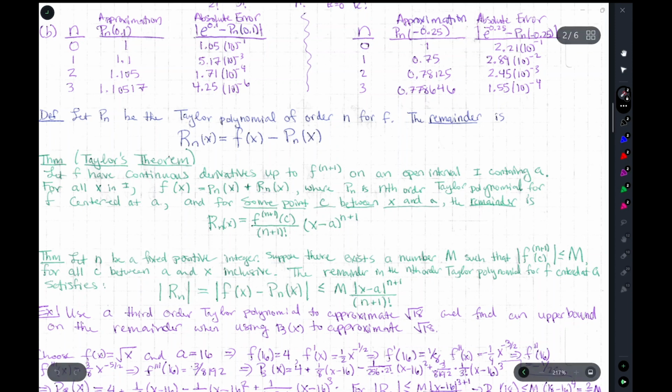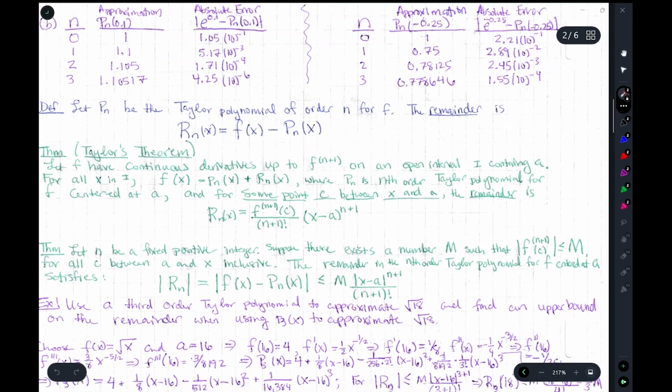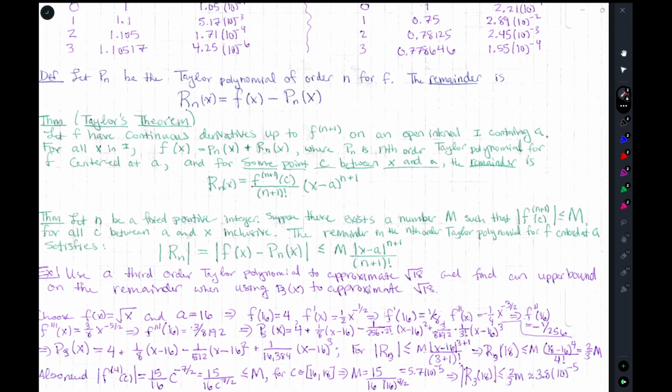Okay, with all this talk about the approximation and how good is it, it's a good idea to define what's called the remainder. So let Pn be the Taylor polynomial of order n for f. The remainder is this. Okay, so this is basically how bad the polynomial approximates f. Okay, so it's f of x, the actual function that you're approximating with a Taylor polynomial, minus the Taylor polynomial. Okay, and we have a really important theorem here.